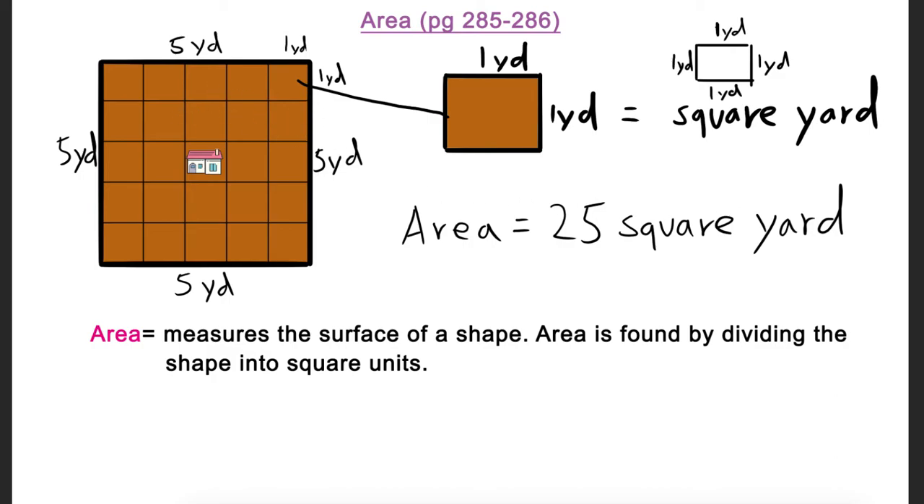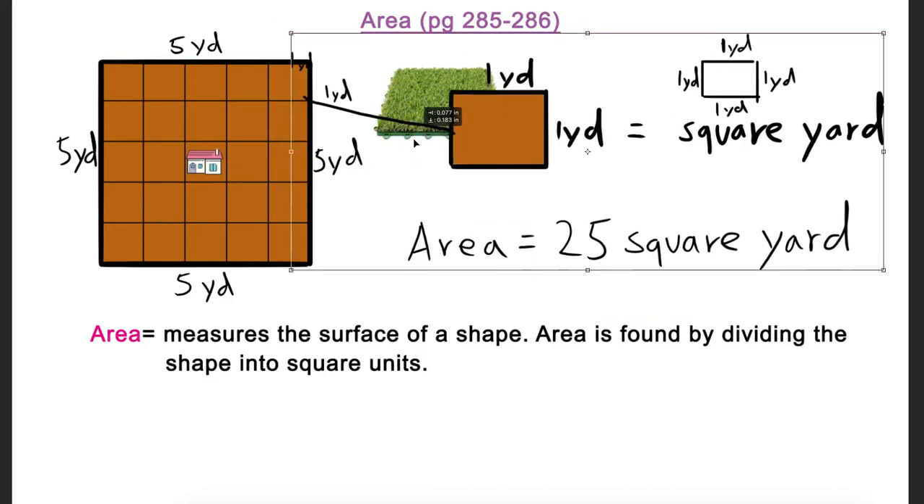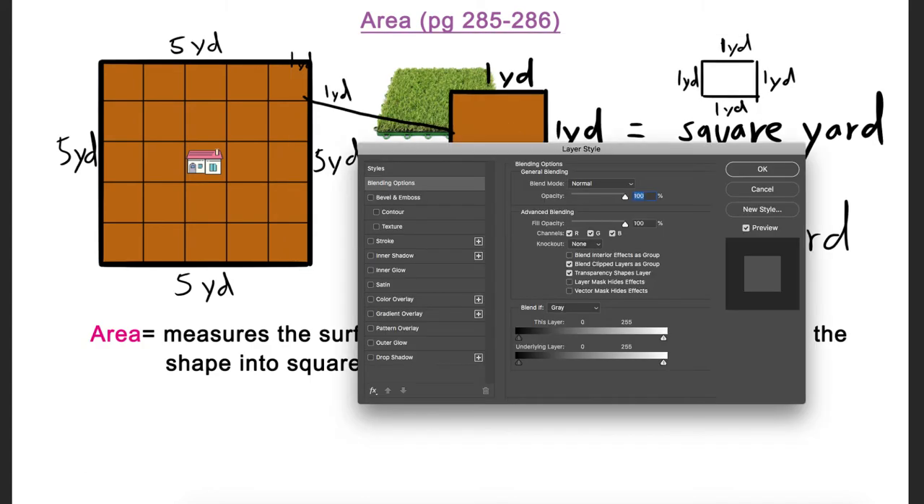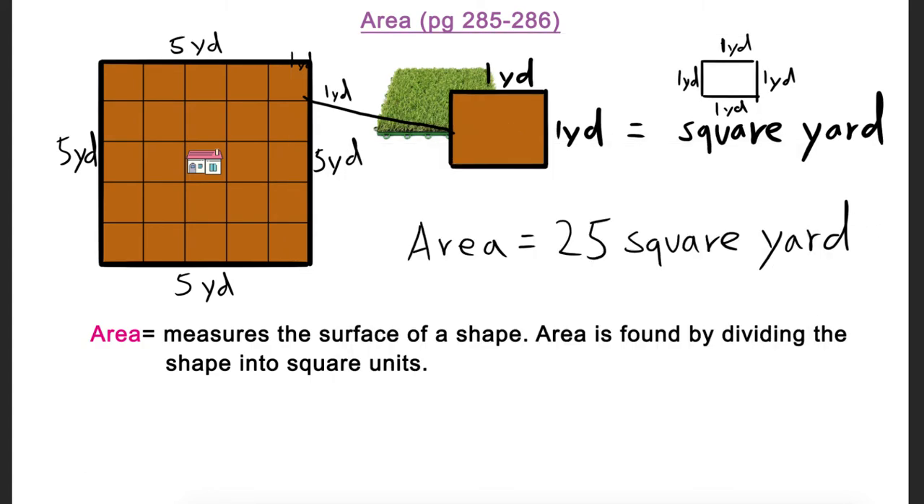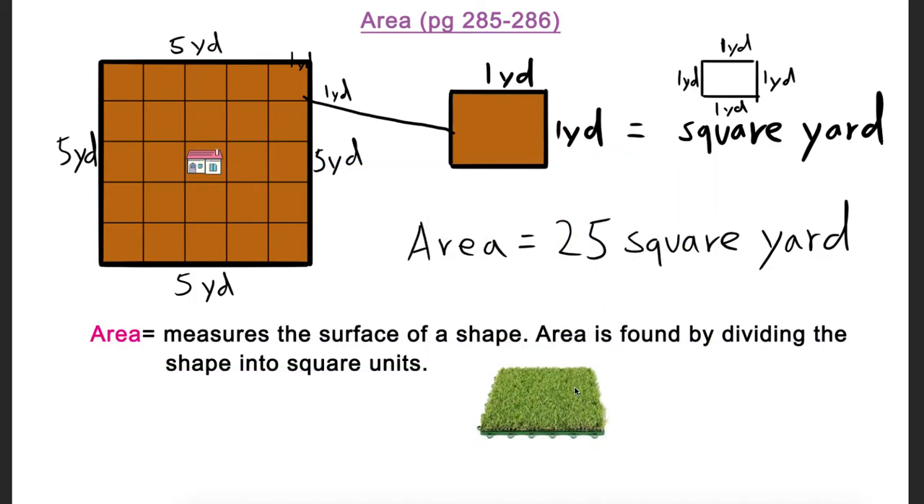So that means if I were to go to Home Depot, I would need to buy, let me move this to the front more, 25 of these square yards. You can actually go to Home Depot and buy something like this, pieces of grass, squares of grass. Go to Home Depot and buy 25 of these. And once I buy 25 of them, I'll be able to cover this entire area with grass.